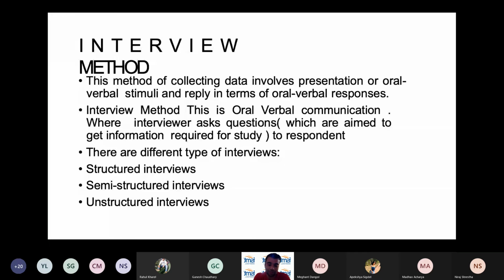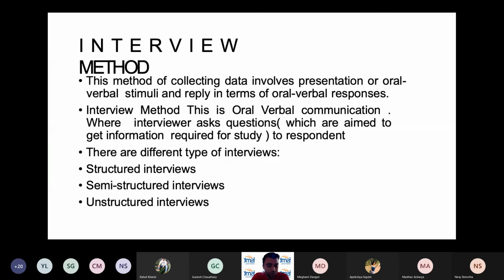As we discussed with observation, structured means you are fully prepared with the questions you are going to ask the respondent. In semi-structured, you have set a certain format of the structured interview, but you can move or diverge from that set of questions. In structured, you just ask the predefined set of questions. In semi-structured, you ask the predefined set of questions along with other questions that might arise within the interview process.